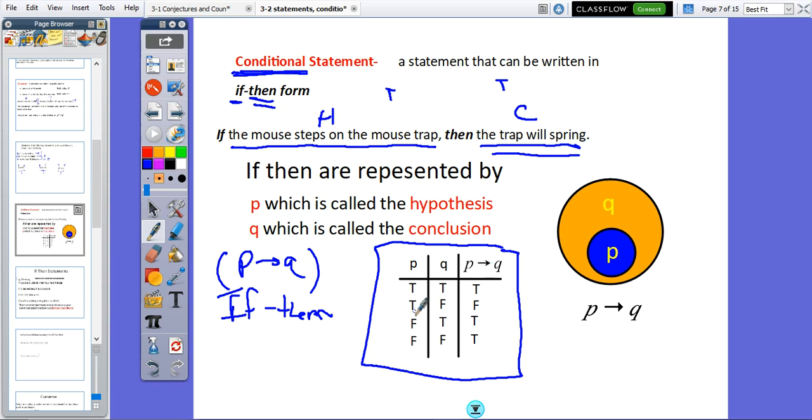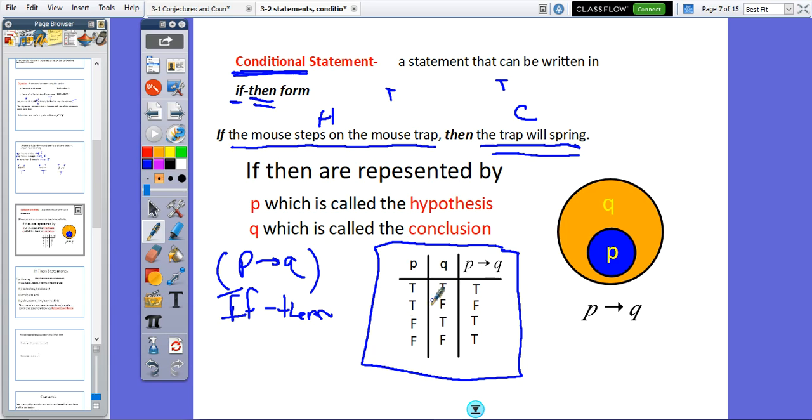But let's look at this one right here. What if the mouse did step on the trap, but the trap never sprung? Then our conditional statement is false, because the result never happened based on what we assumed the hypothesis would have caused.